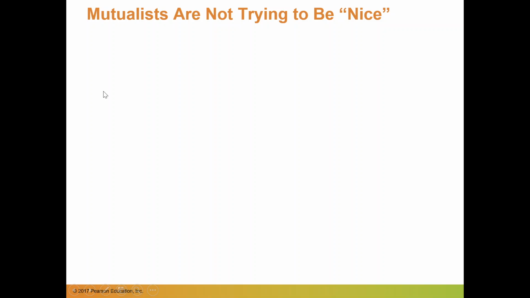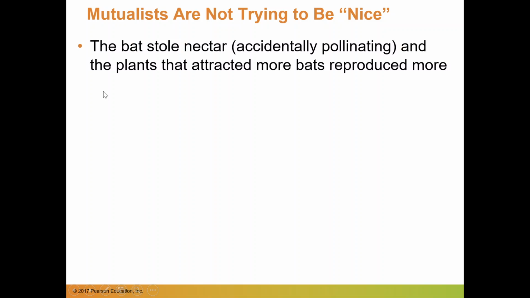Mutualists are not trying to be nice, okay? The bat stole nectar. It accidentally pollinated. The plants that attracted bats reproduce more. And these are inherently selfish, in the sense that one mutualist is trying to get something, and the other mutualist is trying to get something, and it just so happens that they do better if they work together. But they're not thinking, oh, I should work together, this is a nice thing to do. No, they're thinking, I need to get food. This plant has food, and the plant that survives better has a way to put pollen on the one that's pollinated it.